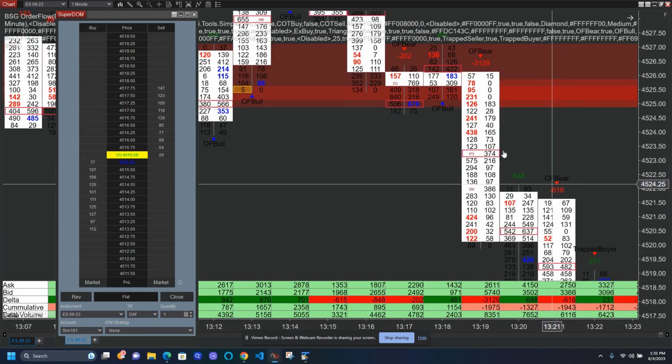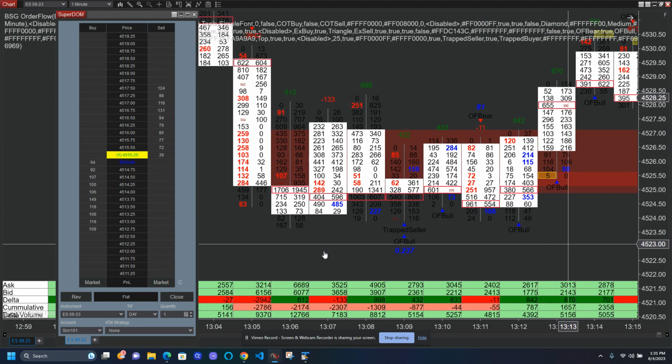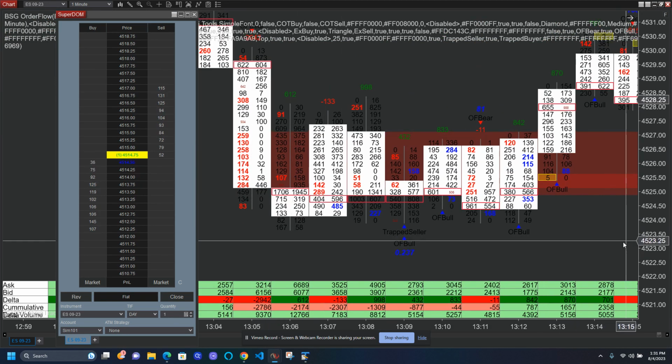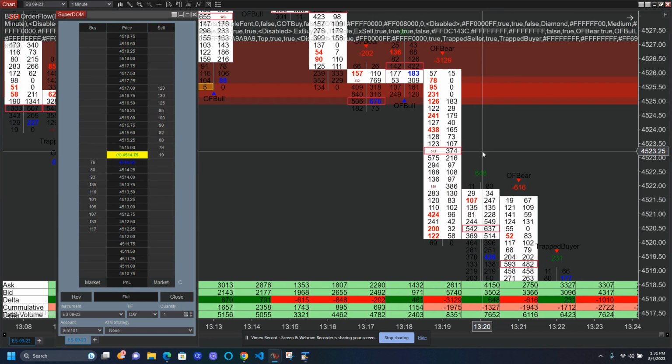Look at what happened here. Okay, same thing. When we saw that huge institutional order, what happened? The price went down.